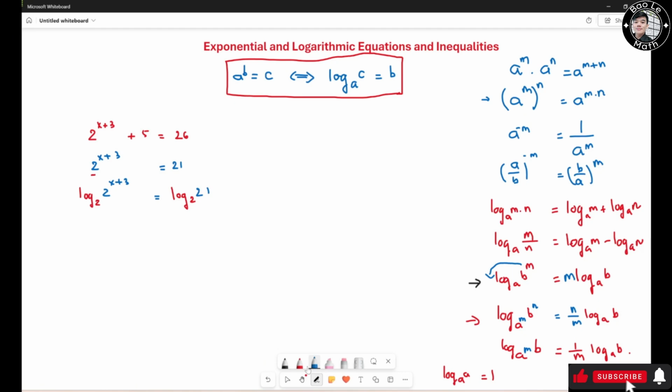Alright, so I use this formula right here. I need to bring s plus 3 to the front, right? So I have s plus 3 altogether times log base 2 of 2 equals log base 2 of 21, right? Now log base 2 of 2 is going to be 1, right? So I don't need to worry about this one. So I have s plus 3 equals log base 2 of 21. Now I need to subtract 3 from both sides, so s equals log base 2 of 21 minus 3. This is the final answer. Now let's move on to the next example.